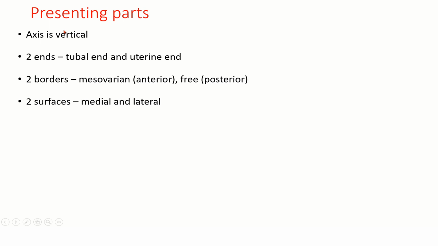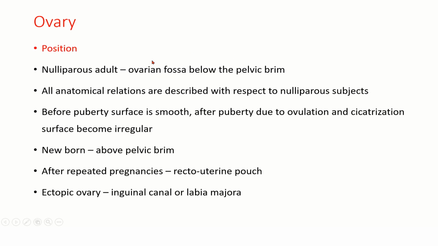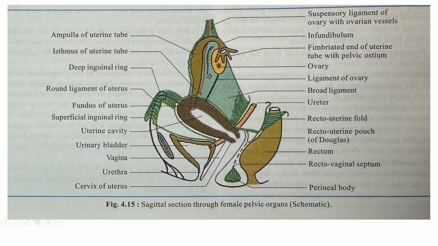The presenting parts of the ovary are, so to know the presenting parts, we should know the axis of the ovary, which is vertical. There are two ends. One is the tubal end, which is close to the fallopian tube. The other is the uterine end, which is attached to the lateral angle of the body of the uterus through the ligament of ovary, which I have shown in the earlier diagram. You can see here. So this is the tubal end and this is the uterine end.